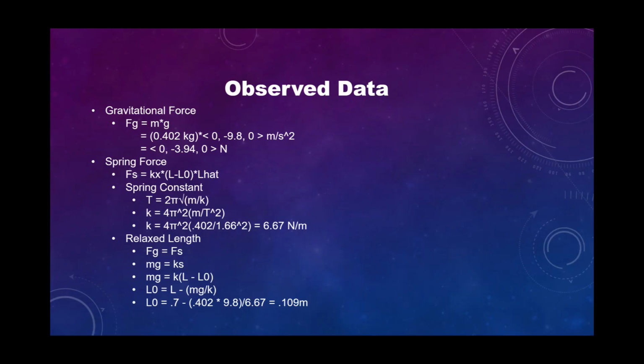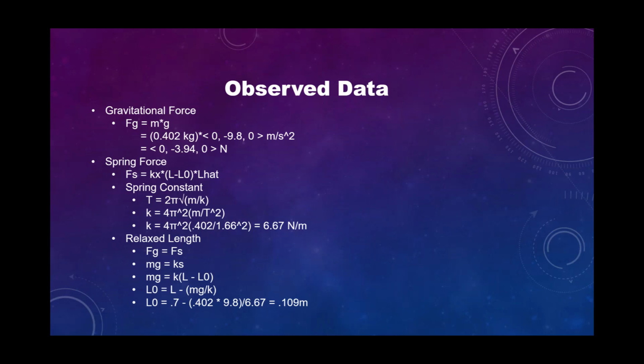After observing my data, I found the gravitational force to be the vector 0, -3.94, 0 newtons. The spring force, but first we had to find the spring constant. So using the equation, T equals 2 pi times root m divided by k. Rearranging it a little bit, it became 4 pi squared times m divided by T squared. So overall, k ended up equaling 6.67 newtons per meter.